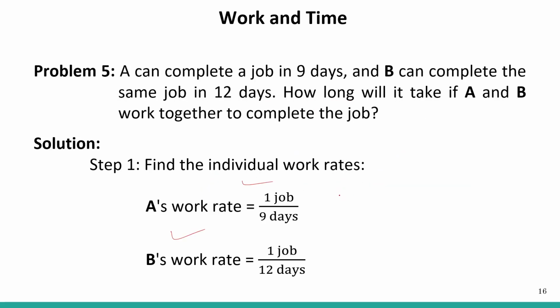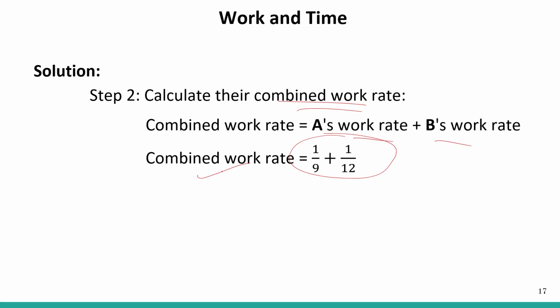Okay, so let's review the question again. If A can complete the job in 9 days only and B can complete the same job in 12 days, so they both have different work speed or work rate. So how long will it take if A and B work together to complete the job? So first we figured out A's work rate and B's work rate individually. Then we summed them up to find the combined work rate, right?